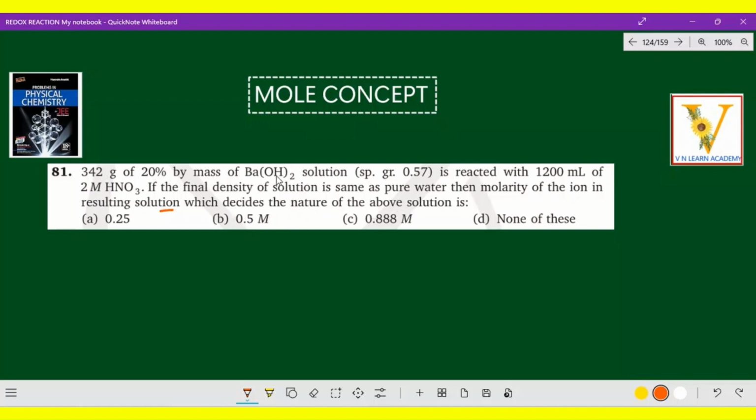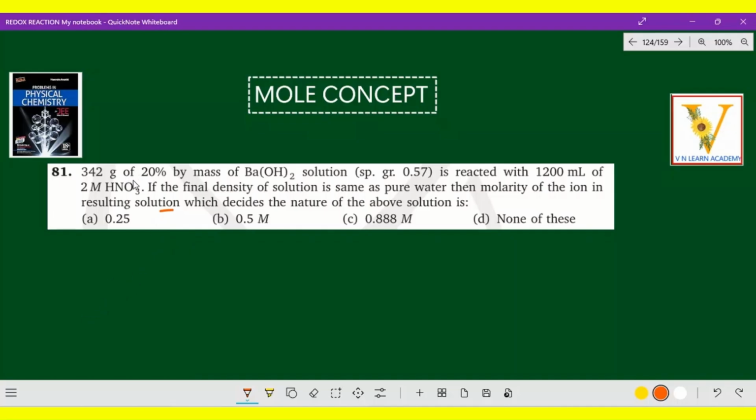So here an acid and base reaction is taking place. In that we have to identify the nature of the solution. The nature of the solution is decided by the molarity of the ion, so hydroxyl and H plus ion. So let us identify the number of moles, then we can identify the limiting reagent and excess reagent. From that we can identify the nature of the resulting solution. Come on, let us check.